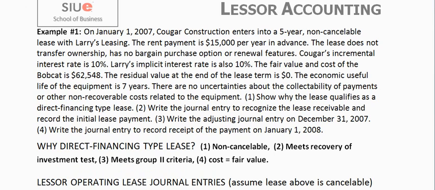All right, so these are the Cougar Construction examples from the lessee lecture note. And they're going to have the same setup, but now we're going to do the lessor side. Okay, this is Cougar Construction and a 5-year lease. And I'm going to break the video right here so you can join it back at the second part. And we'll start the examples in the second part.